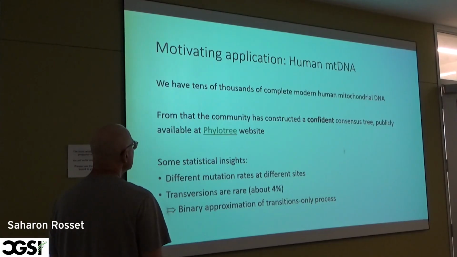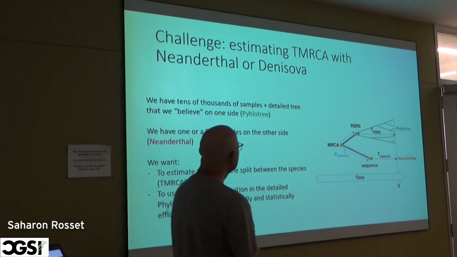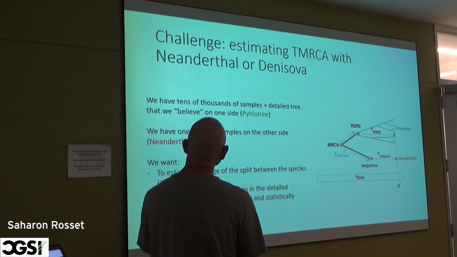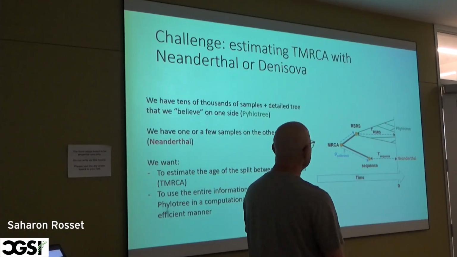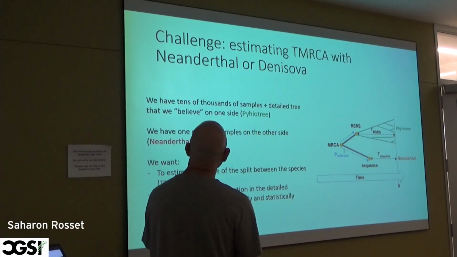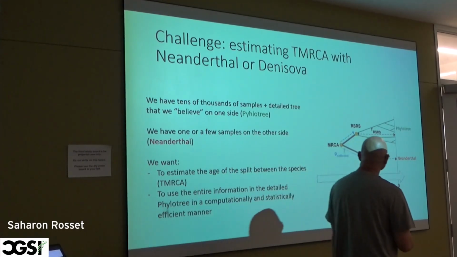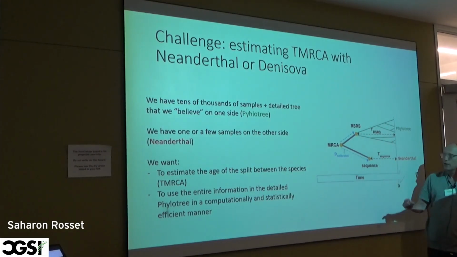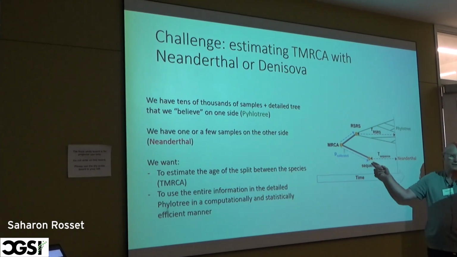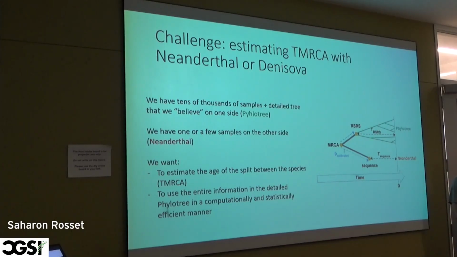Okay, so this is what the human mitochondrial DNA tree looks like. The challenge we want to solve is actually not estimating this tree, but estimating the mitochondrial divergence rate with other species. Our generic situation is that we have this very big tree of modern humans, and one or a small number of sequences from a different species, say Neanderthal or Denisova, where we have single-digit mitochondrial genomes from them.